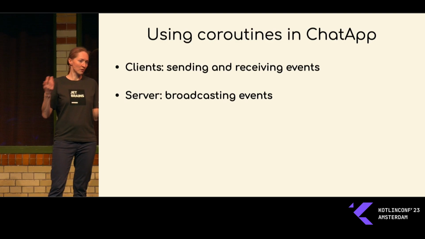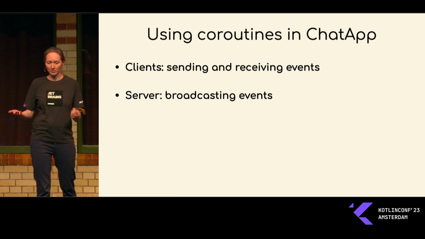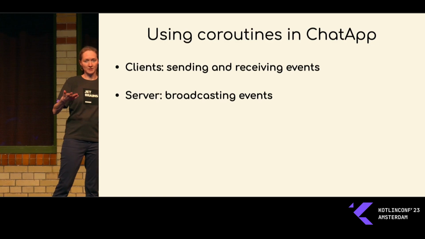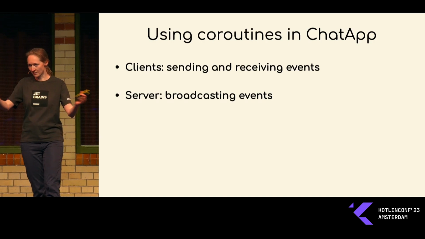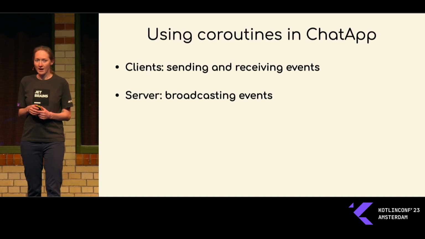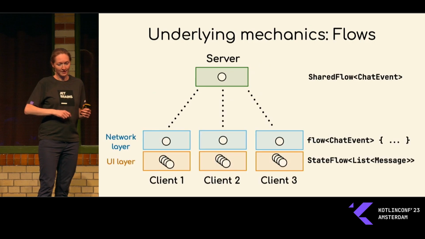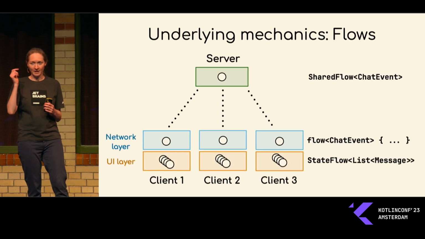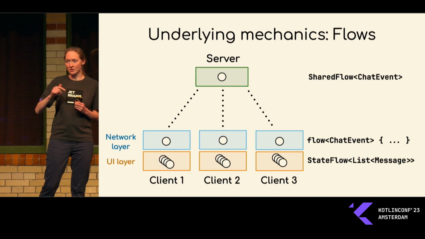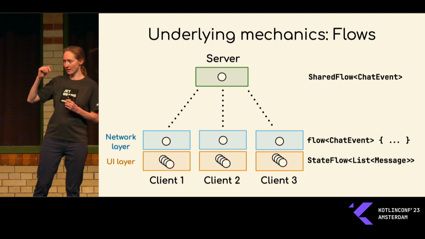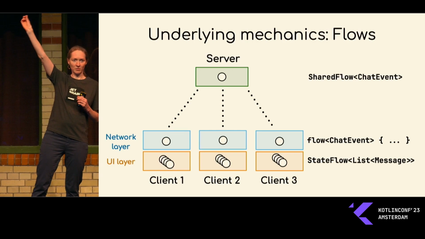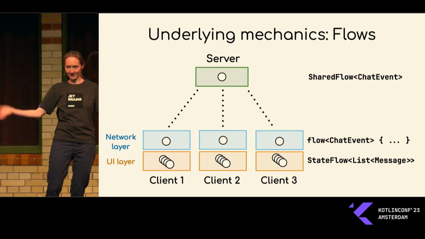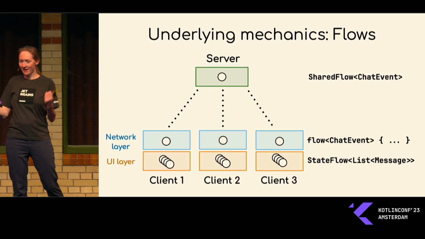And generally, we need to do simple stuff. We need to send and receive events from clients and do the same at the server. At the server, we need to broadcast the events to all the clients. And we found a very interesting use case in our app, because we use different types of flows in our application. Who is using flows or knows the concepts? Okay, so most of you are already aware.